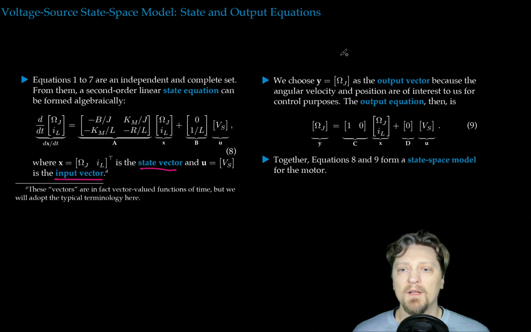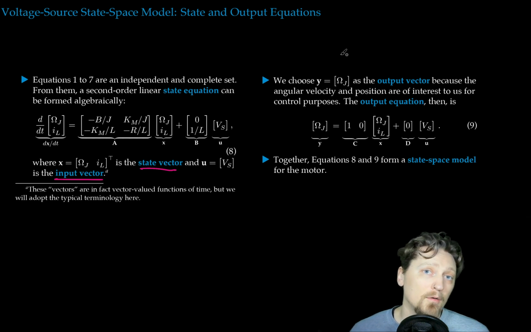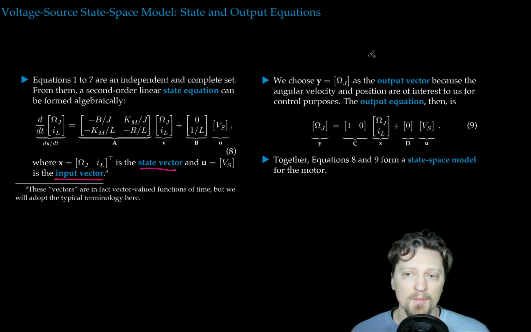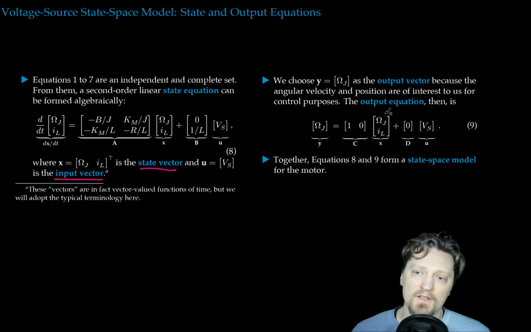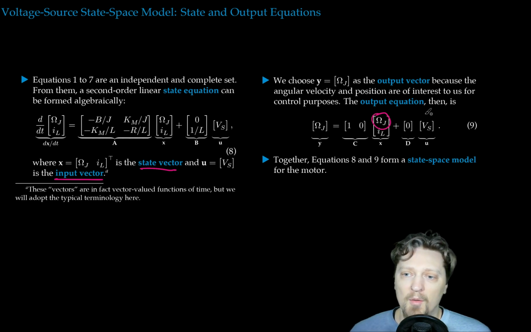We choose y to be the angular velocity of the load as the output vector because the angular velocity and position are of interest to us for control purposes. We want to know the angular velocity and position of the load. So we take omega j to be the output. The output equation then is y equals omega j equals the C matrix, which just selects out omega j, our state variable, which is what we are interested in for our output, and zeroing out the input and the other state variable. Together, equations 8 and 9, so this equation and this equation, form a state space model for the motor.